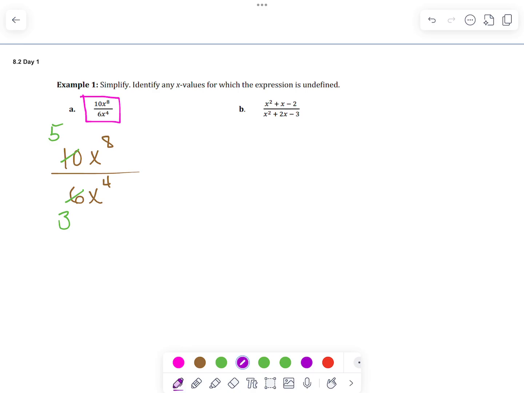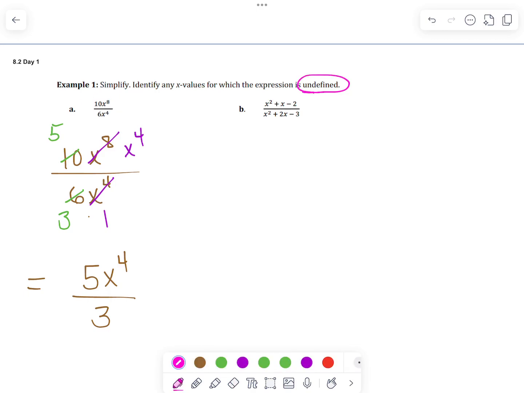Then we have a common factor of x to the 4th. So we divide the numerator by x to the 4th and the denominator by x to the 4th. Now what we're left with is 5x to the 4th over 3 times 1, which is 3. The other thing we have to do is identify anything that makes it undefined. If we look at that denominator, what would make this denominator 0? We do not want x to be 0.